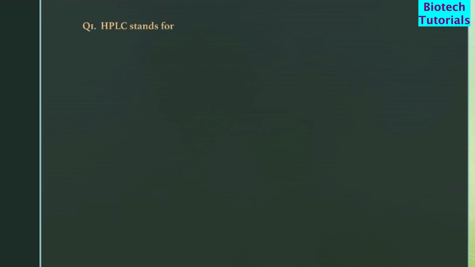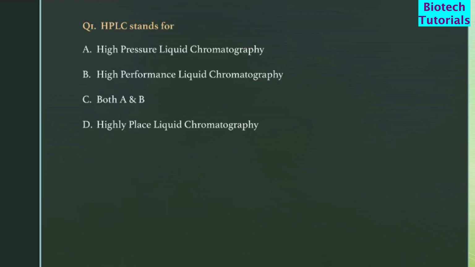Question 1. HPLC stands for: A, high pressure liquid chromatography; B, high performance liquid chromatography; C, both A and B; D, highly placed liquid chromatography.